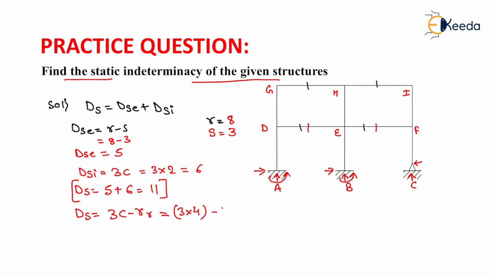Now we want to calculate the release reaction here. For the calculation of release reaction, what will be its value? It will be the number of additional reactions required to convert any support into fixed support. Now supports A and B are already fixed. To convert the support C, that is the hinge support, into fixed support, the release reaction value will be equal to 1, because one additional reaction will be required to convert the hinge support into fixed support. So the value of RR will be equal to 1. Now from this formula, we get the value of static indeterminacy directly, which will be equal to 11.